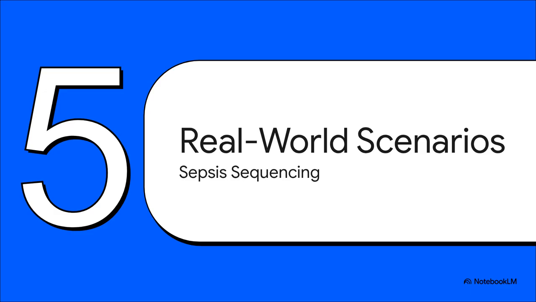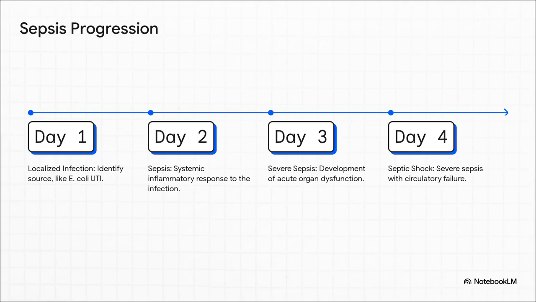Let's take these strict rules and apply them to one of the most highly scrutinized clinical conditions we see, sepsis. Sepsis is never just a single code. It's an entire timeline of escalating severity, and it requires really strict step-by-step sequencing.